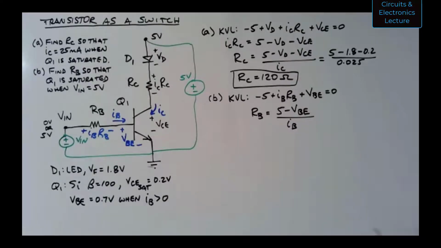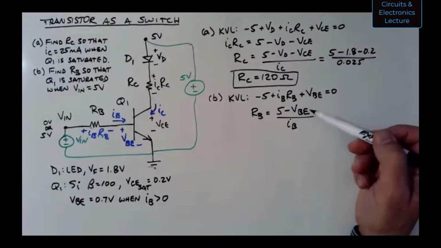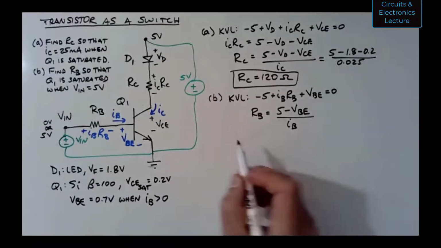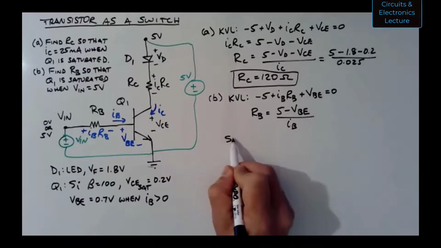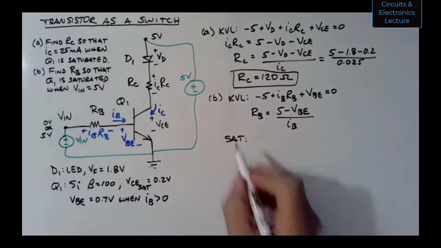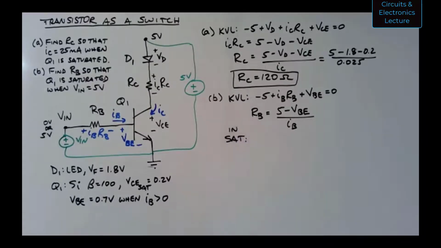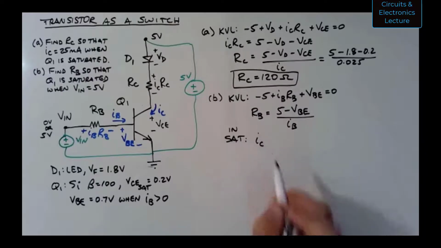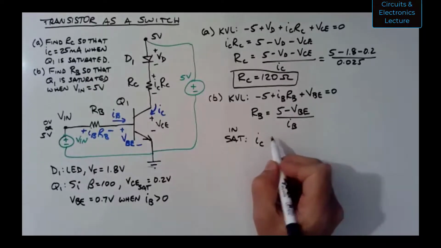All right, so let's figure this out. I know VBE is going to be 0.7 volts. I have to figure out what IB is going to be. Let's talk about that. We know that Q1 is saturated. In saturation of this transistor, IC is not going to be as high as it would be if the transistor weren't saturated.